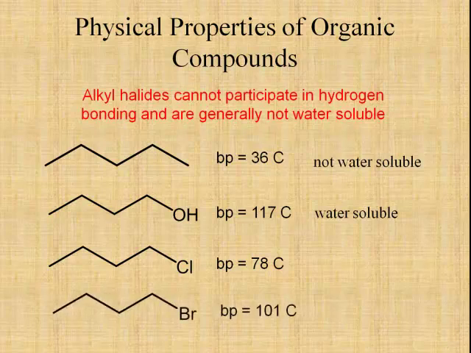If we go from an alkyl chloride to an alkyl bromide, we do see an increase in boiling point. And this is due to the increase in size of the bromine over the chlorine atom. Like hydrocarbons, our alkyl halides are not water soluble because they are not capable of forming hydrogen bonds with the water molecule.